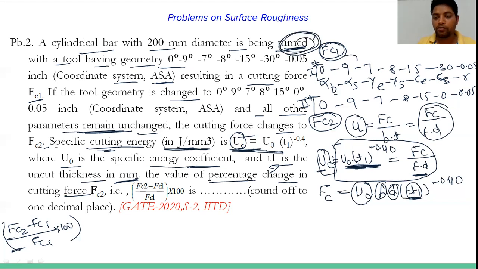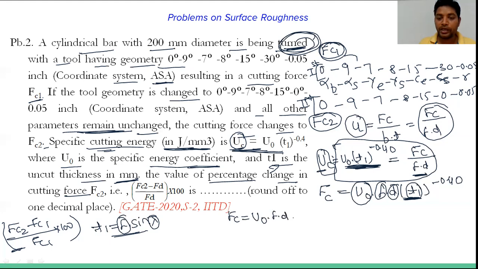So this we have to convert into either the feed or the depth of cut. Which one can it be converted into? That is the feed. We have already seen this relationship: T1, the uncut chip thickness, will be equal to F into sine lambda, where F is the feed and lambda is the approach angle. So when you write this, Fc will be equal to U naught into F into D into (F into sine lambda) raised to minus 0.40.